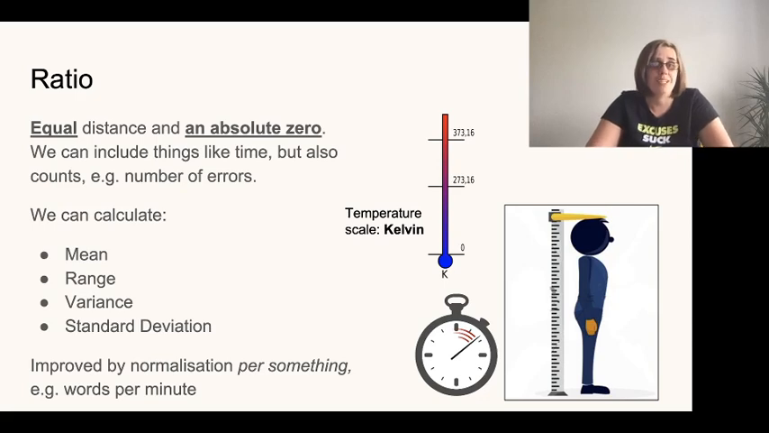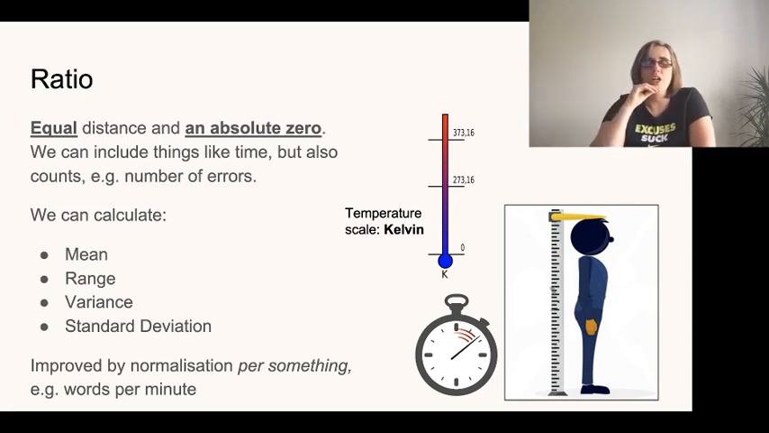Ratio is the most complicated, and this has got everything. For ratio, you have equal distance between values, and I have an absolute zero. So this can be things like time. It can take me 0 time, which probably means it didn't happen. It can take me 1 second, 2 seconds, and 2 seconds is twice as long as 1 second. So I can do things like count how many errors. This person made 0 errors, and this person made 10. This person made 20, which is twice as many errors.